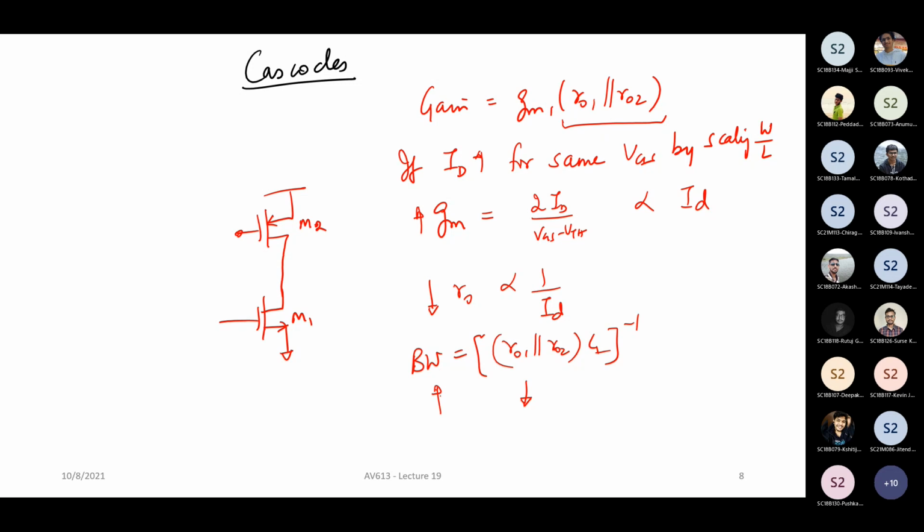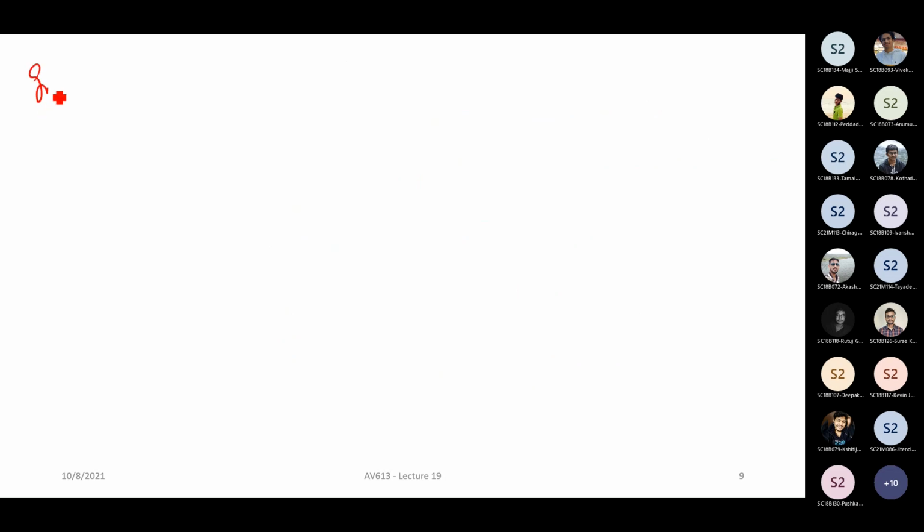Now, how do you actually increase the gain? There is what is called the GM by ID ratio. There is a technique which has been popular over the last roughly 10 to 15 years, not more than that, called the GM by ID design technique. Now, what is the GM by ID design technique?